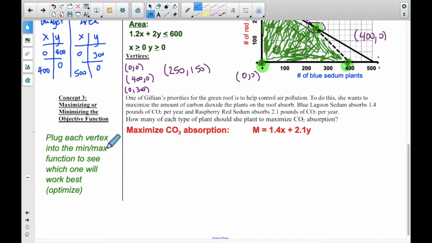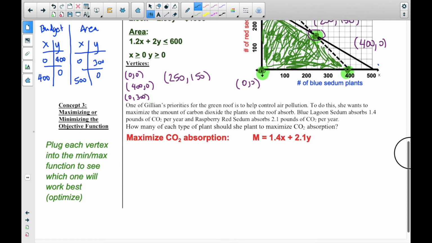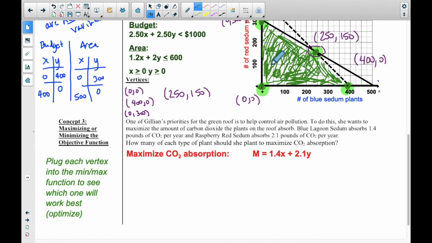What we do here is we take each vertex and we plug it into this equation to see which one will work the best to optimize it. Because once again, this area just shows us all the possibilities, the feasible region, but we want to know what are the best, and the best ones are always on the corner.